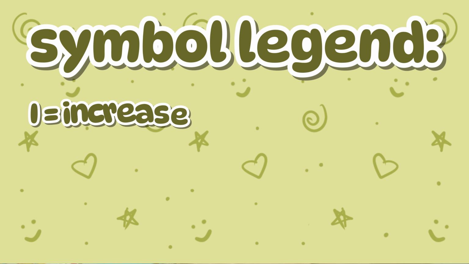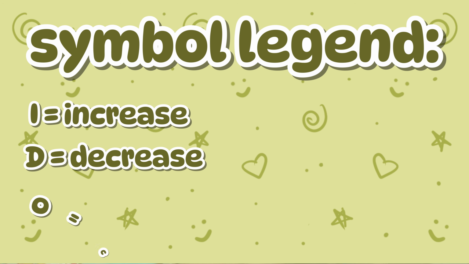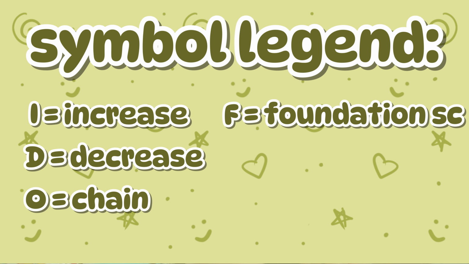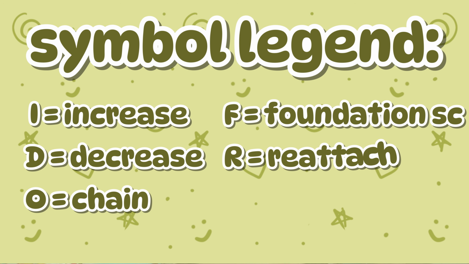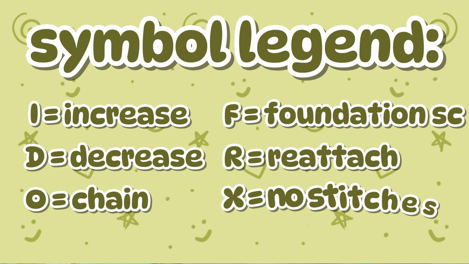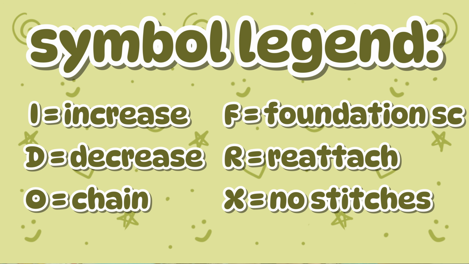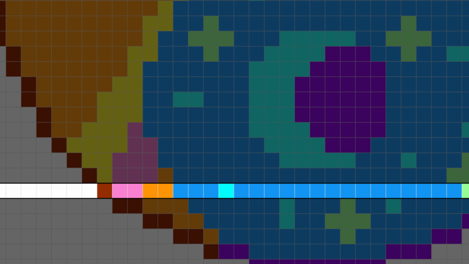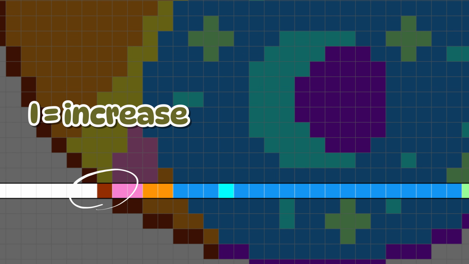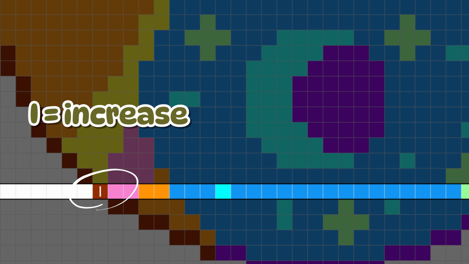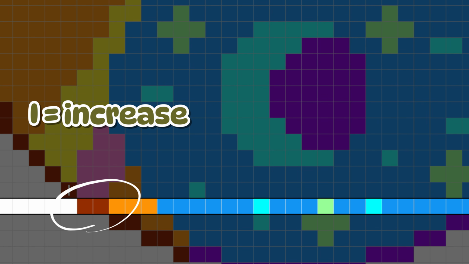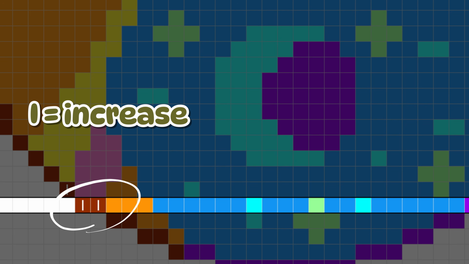I'm going to be using I for increase, D for decrease, an O for a chain, F for a foundation single crochet, R for where to reattach the yarn, and an X for an absence of stitches, or where to stop the row. So anywhere we have a row that requires an increase of 1 or 2, I will put the symbol I however many times we need to increase. So as you can see here, I have 1 increase, and so I put 1 I. And here we have 2 increases, so I will put 2 I's.